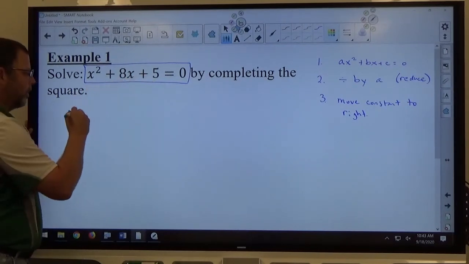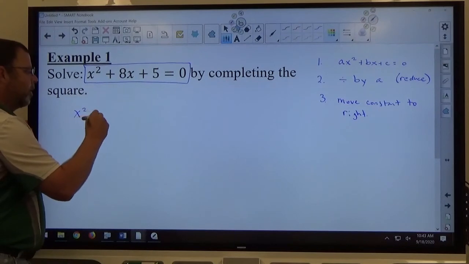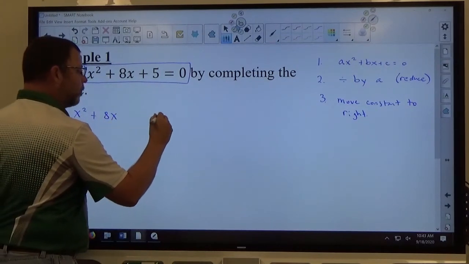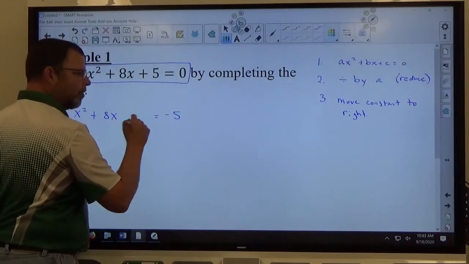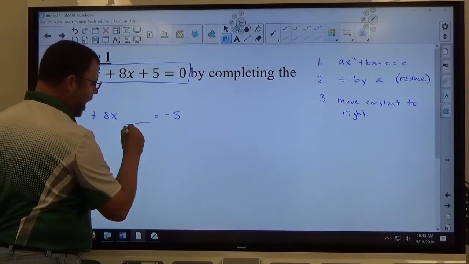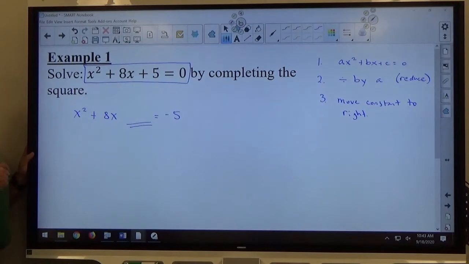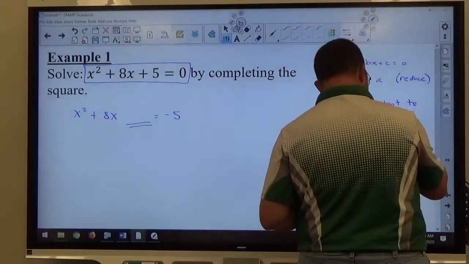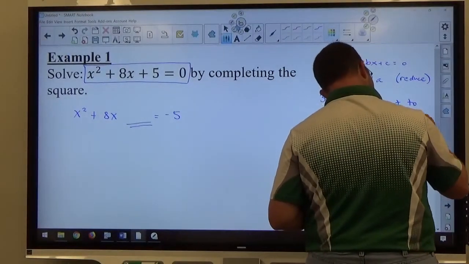So in this problem, I'm going to do x squared plus 8x, and I'm going to leave a gap, equals negative 5. Okay, I don't say that over the words, but I'm going to leave a gap here. Because there's a magic number we're going to put in that little gap in a minute. That's going to be our step 4. So maybe I should put that here. Move constant to the right, leave gap.